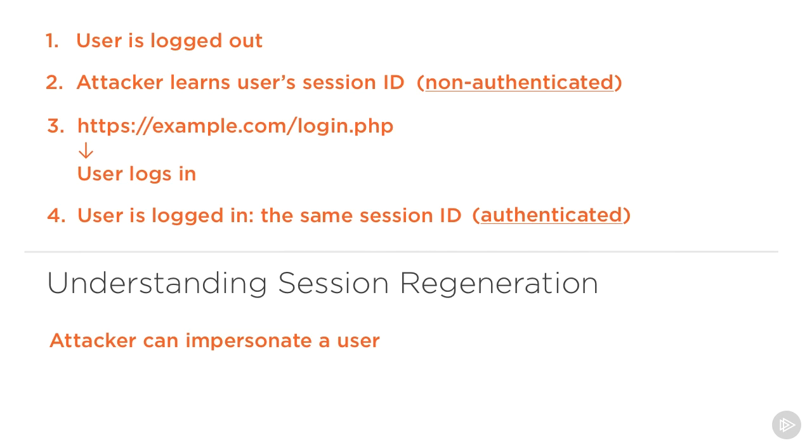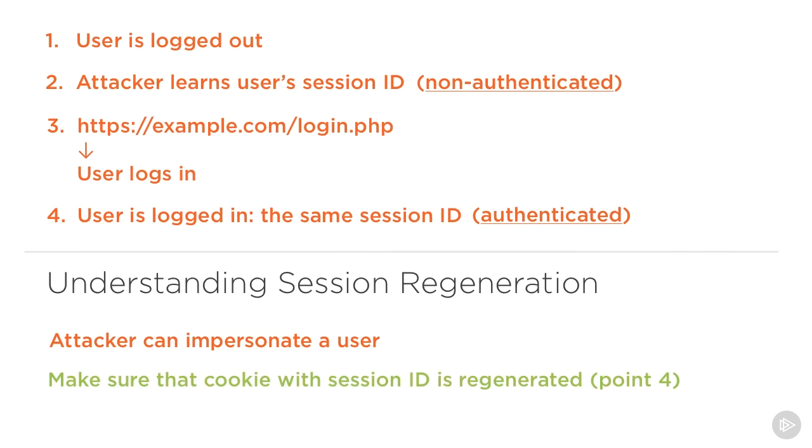How to prevent this attack from happening? At point number 4, the new value of session ID should be returned to the user. In other words, cookie with session ID should be regenerated at the time of authentication. Then, non-authenticated session ID is different than authenticated session ID, and this attack is no longer possible.